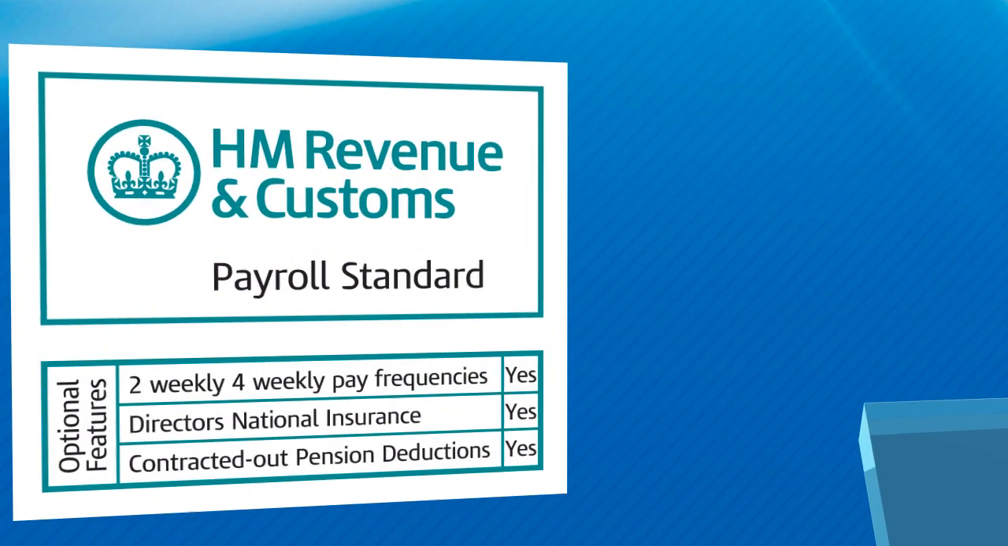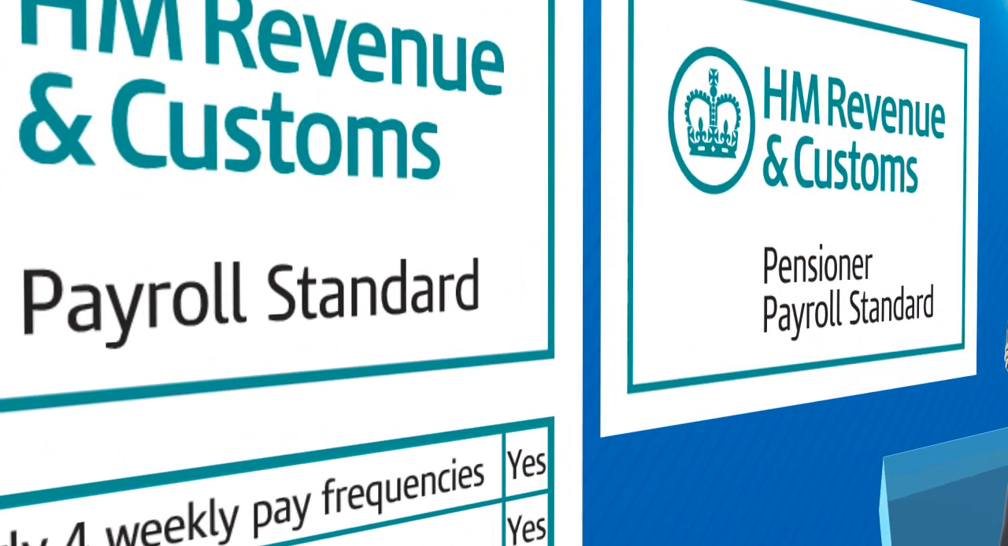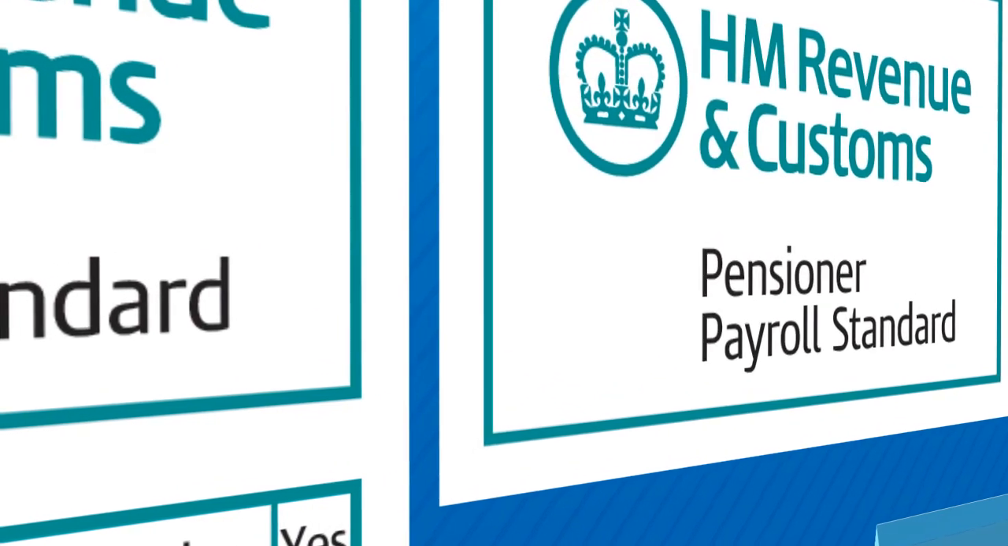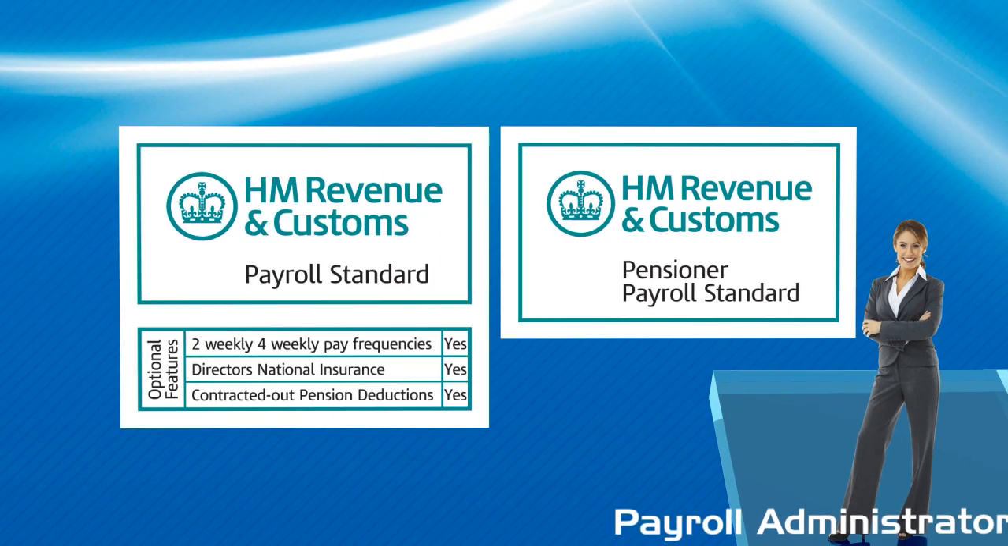The Opera 3 payroll is fully accredited by HMRC for both the payroll and quality standard and for the pensioner payroll standard. Using the Opera 3 payroll solution will ensure that you adhere to all of the HMRC requirements.